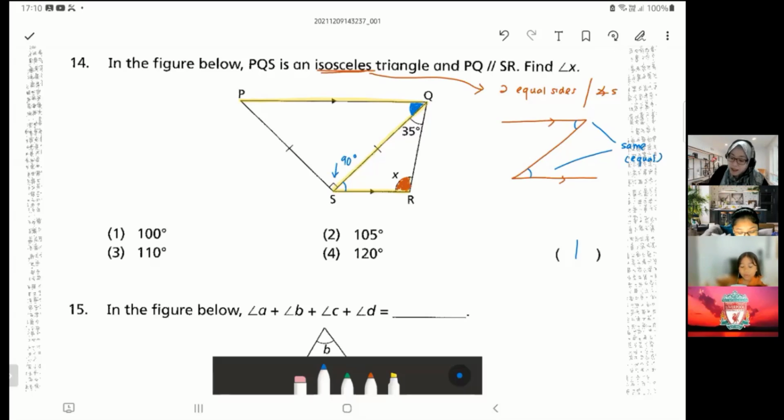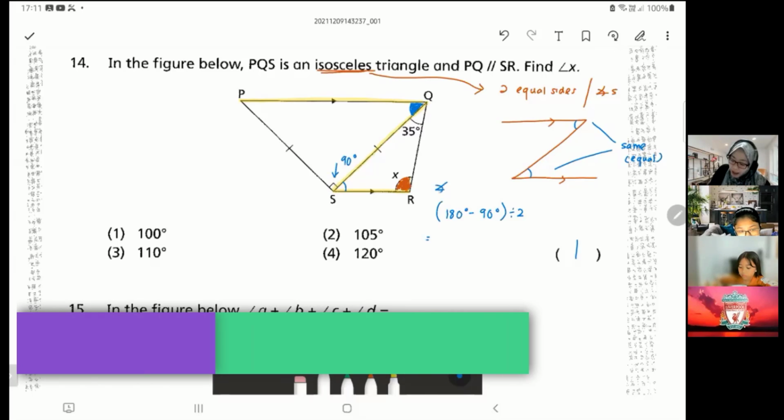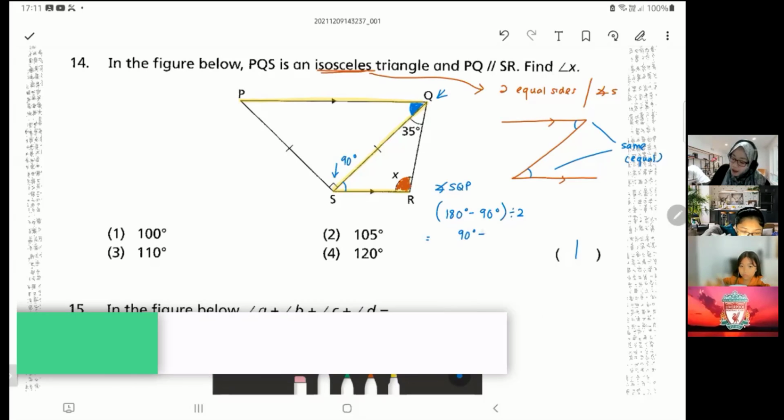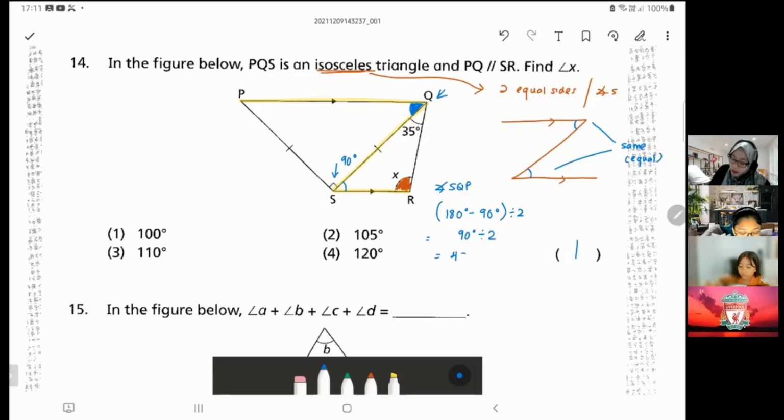How do I do that? Sum of angles in a triangle is 180 degrees, right? So we do 180 degrees, take away 90 degrees. I'm taking away this 90. And then the answer, I divide it by 2. Okay? This will give me angle SQP, which means this one. So 90 degrees divided by 2, I get 45 degrees. So this is 45 degrees.